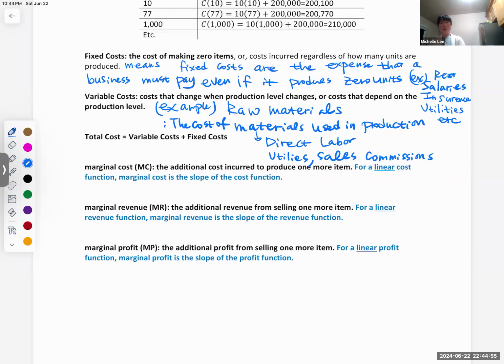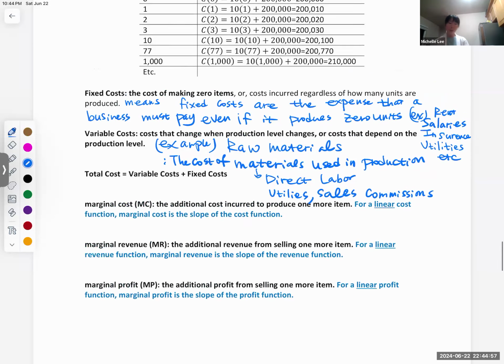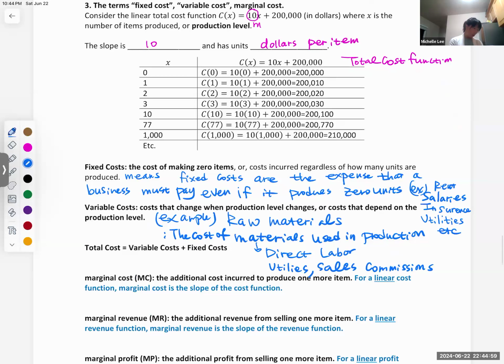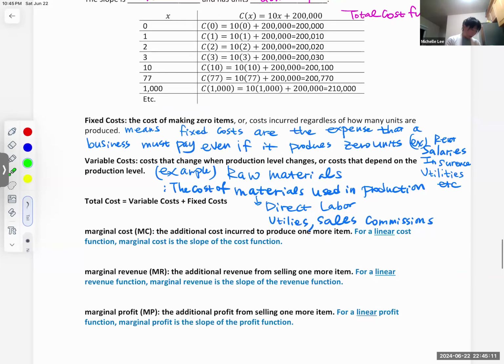Okay, then total cost, we had the equation here. So this is the total cost, right? Total cost is variable cost plus fixed cost. So here you go.